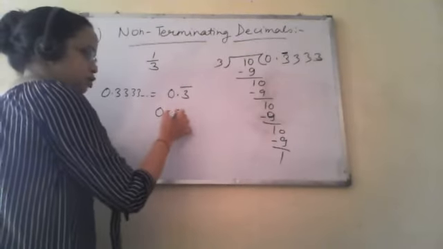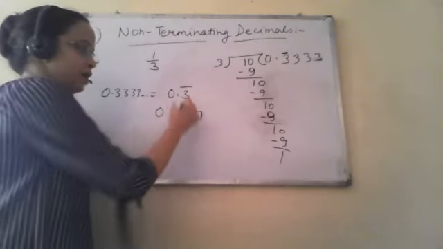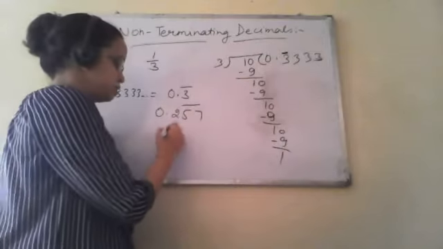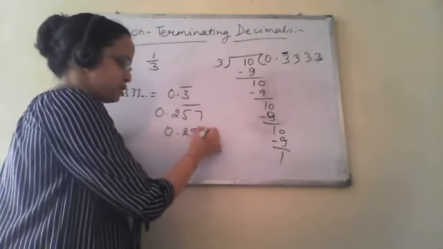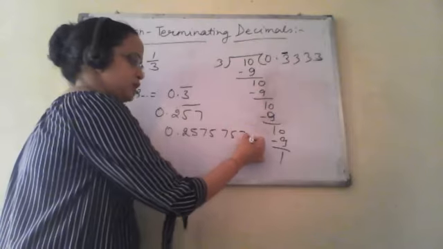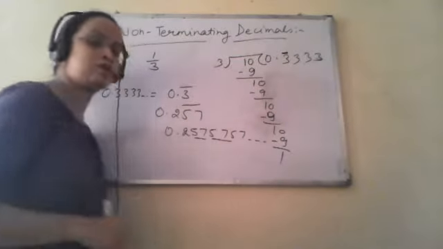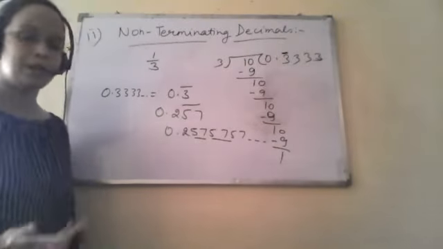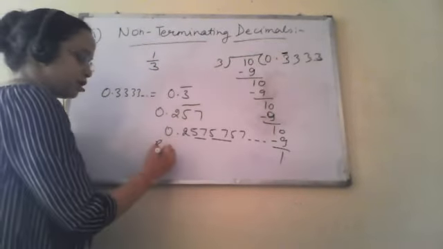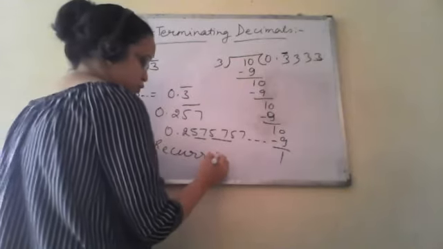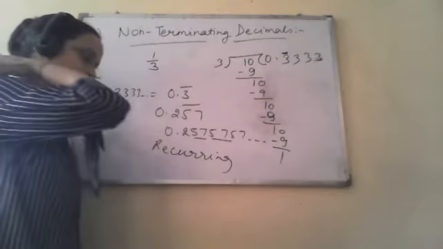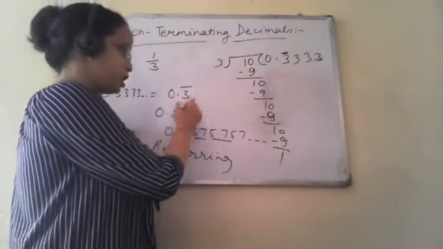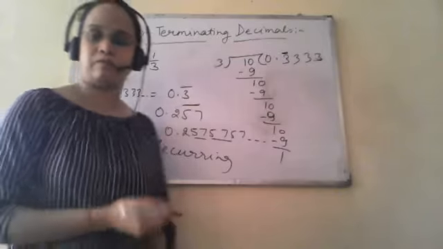If the number is like 2, 5, 7, and I'm writing a bar on 5 and 7, that means only these 5 and 7 are repeating. So this will be equal to 2, 5, 7, 5, 7, 5, 7, and this 5, 7 will repeat infinite times. So this is an example of non-terminating, repeating or recurring decimals. The term recurring is also used. So in this block, 5 7 is repeating.